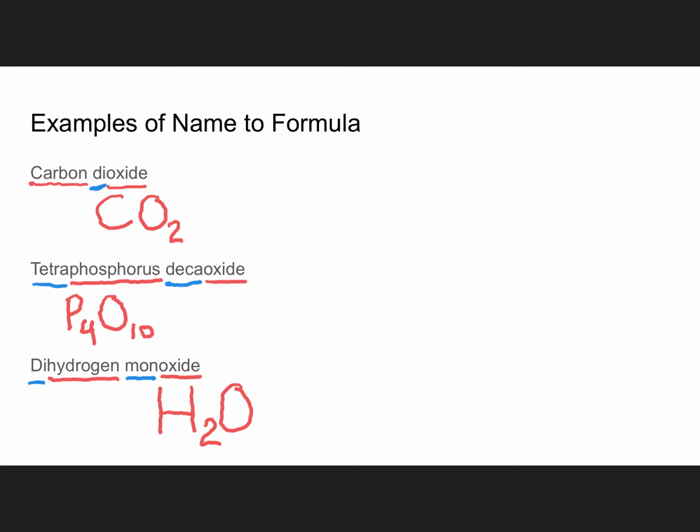In the case of water, the actual chemical name, if you were to say it using the Greek system, would be dihydrogen monoxide. But nobody ever calls it that. They just call it water. So the real name for this is not dihydrogen monoxide, it's water. All right? So there you go. That's how you would go from a name to a formula.